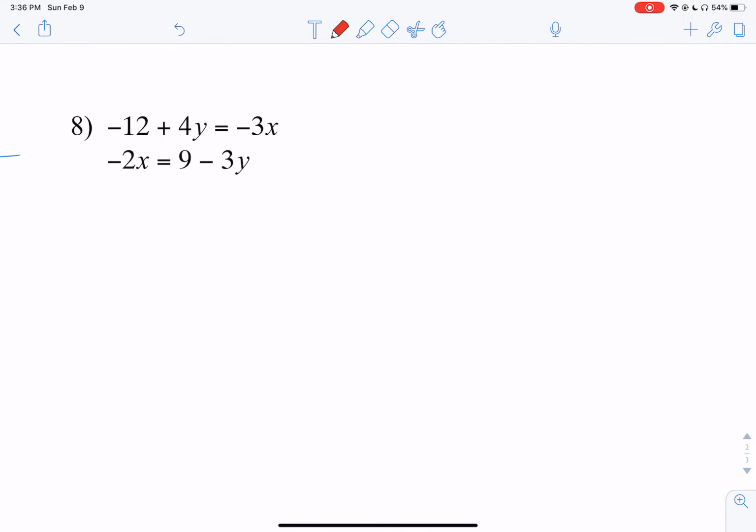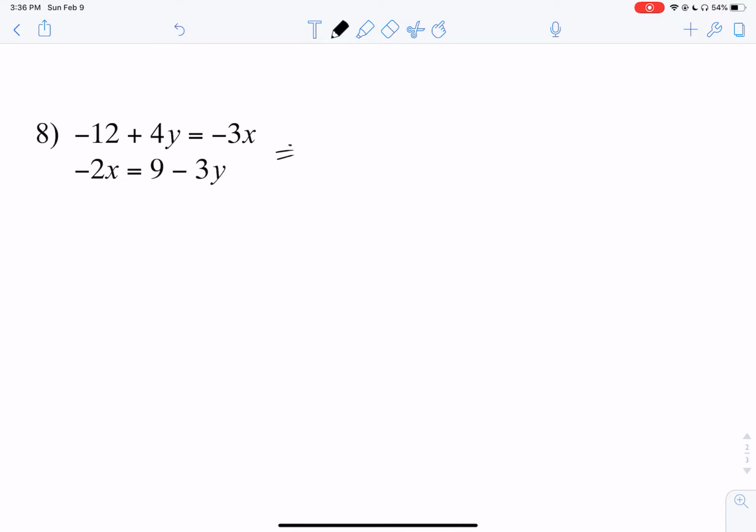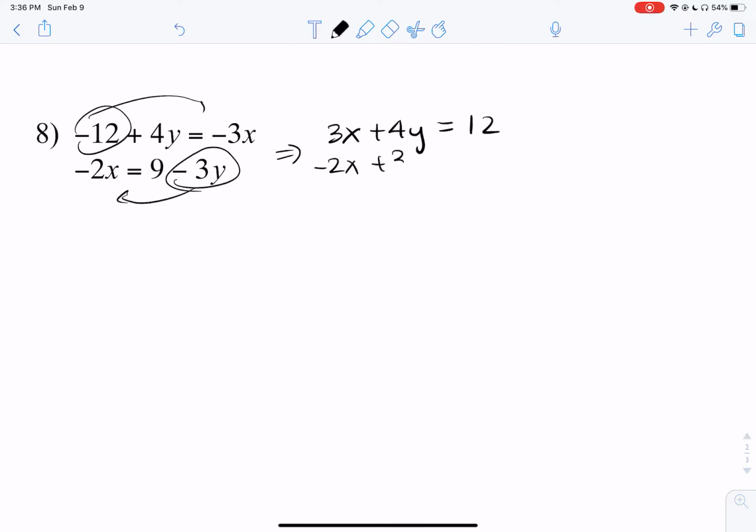Now for number 8, we're looking at rewriting this. So rearranging everything and putting things in opposite order, the 3x would become positive. The positive 4y would stay the same, but this 12 to the other side will make it positive 12. Over here, we have a negative 2x. Having to move this to the other side will make that a positive 3y, and it's going to equal 9.